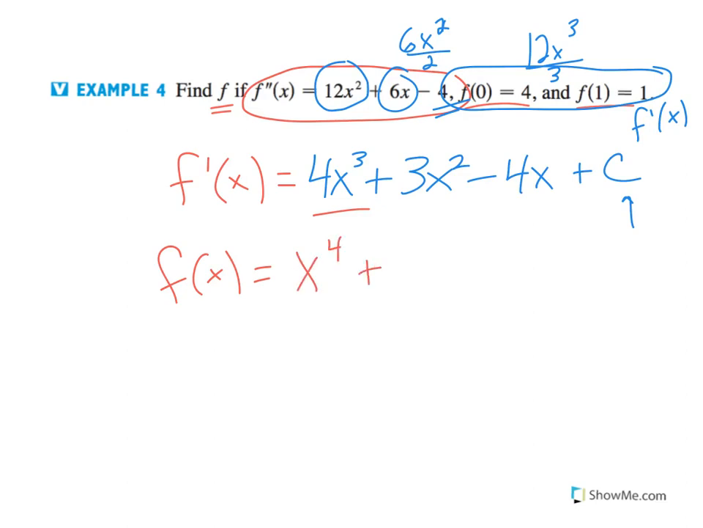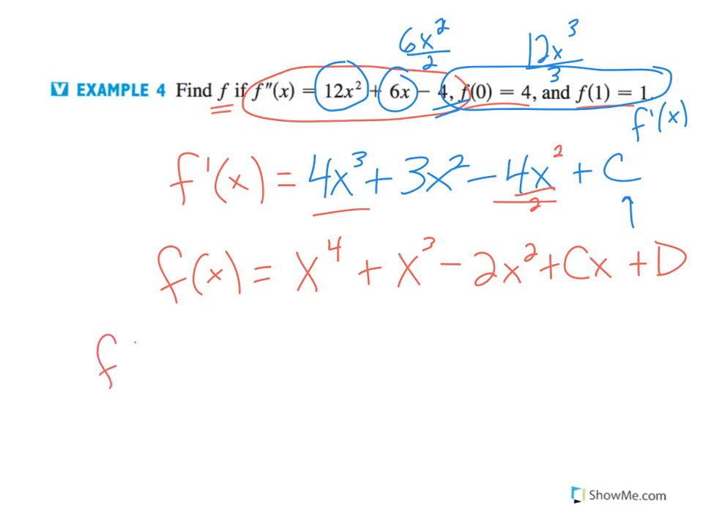Antiderivative of 3x squared would be x cubed. Antiderivative of -4x, if I add a power of 1, that's a power of 2, and dividing by 2 gives me -2x squared. And then the antiderivative of c, any constant, I guess would just be cx. And then I have a new coefficient, we'll call it d. But now let's use that information above to figure out what c and d are in our equation here.